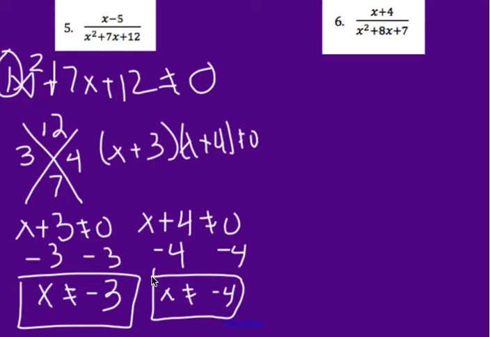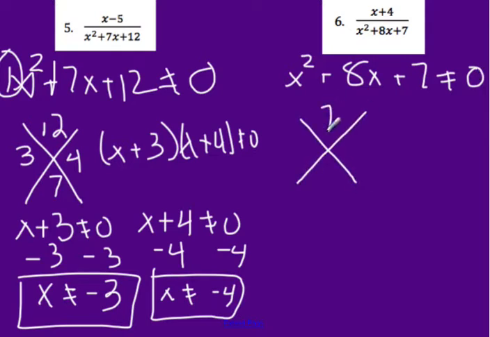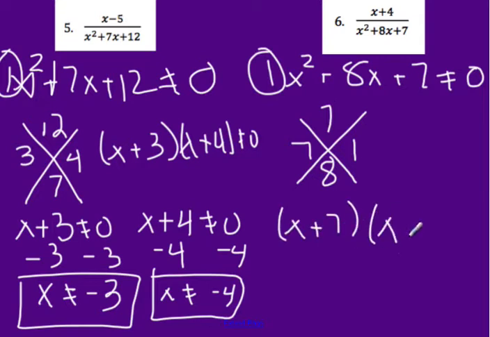So what we're going to do on number 6 is we have x squared plus 8x plus 7 is not equal to 0. So then what we need to do is set up our x. So we're going to multiply to 7 and add to 8. So that's going to be 7 and 1. Again, we have a 1 out front here, which means we can immediately put it in to factored form.